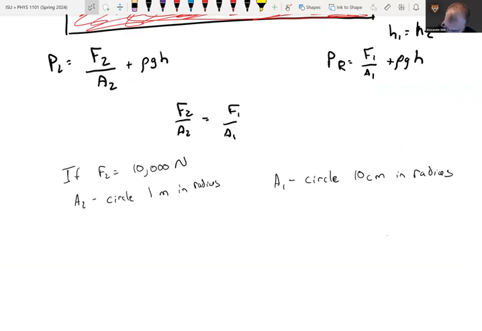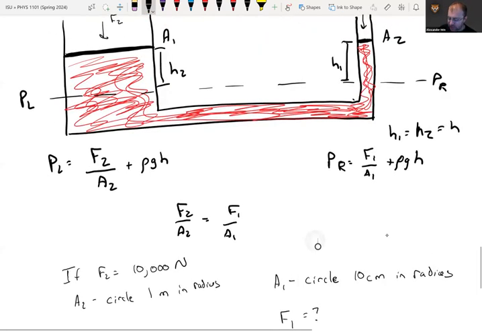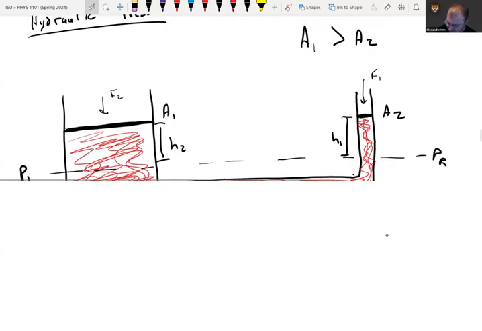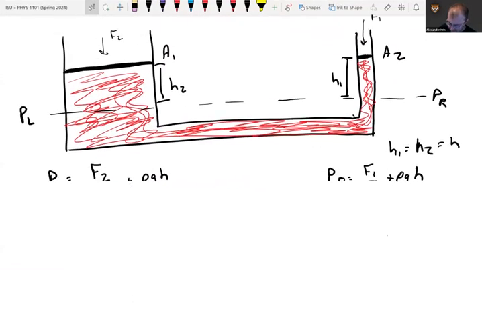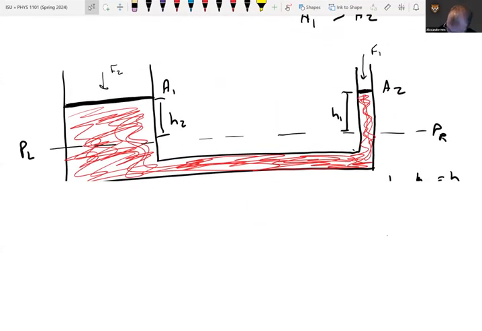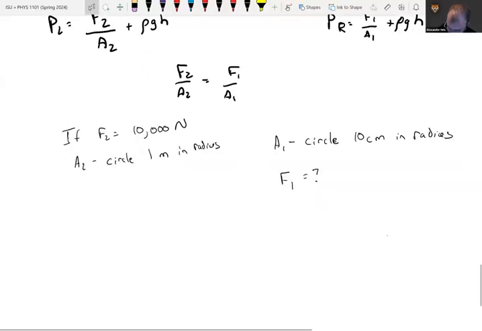So the question we'd be asking is, what does F1 have to be? Now, 10,000 newtons is about 1,000 kilograms. That's about a ton. The question is, how much force do we need to hold that ton up? If we just put a ton on the left portion of this, then it will basically move the right side up. But the point is we don't actually need that much force to balance it out.